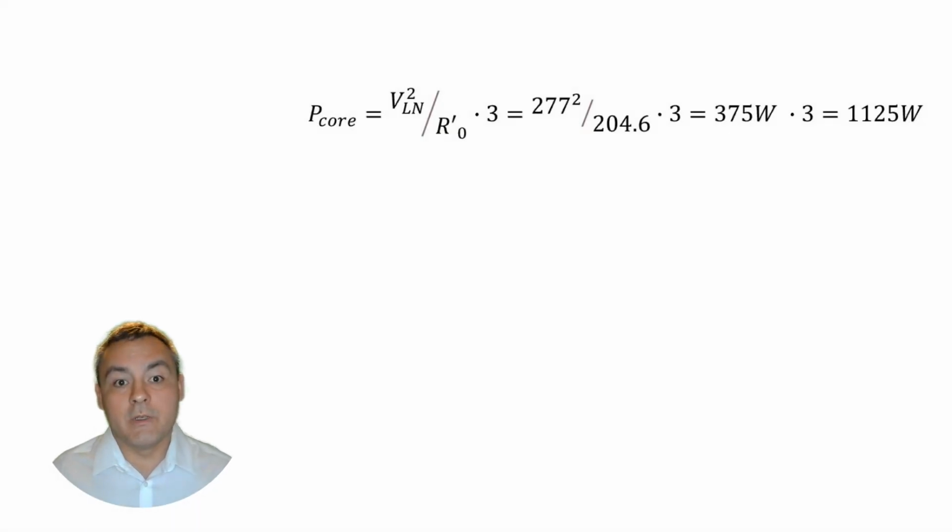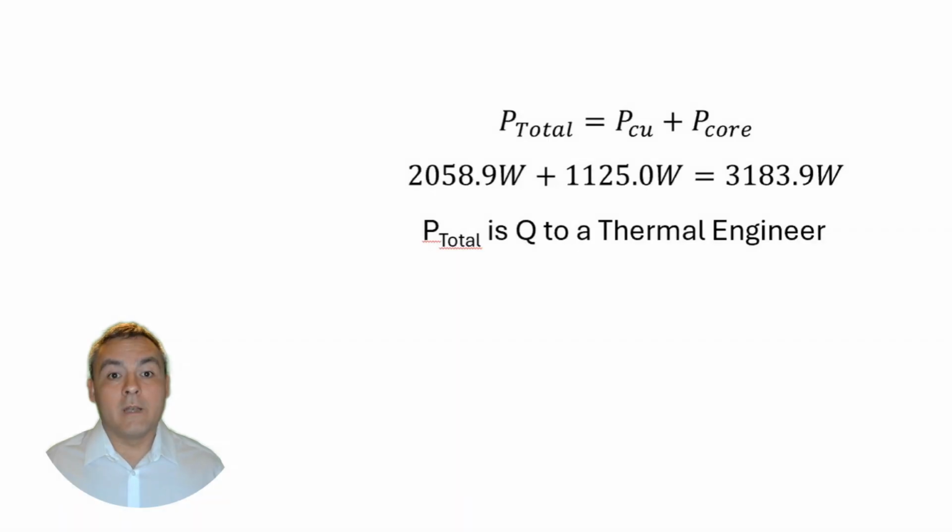The core losses are also easy to calculate. It's the line to neutral voltage squared divided by the R0 prime resistance. This value is 375 watts. It is three-phase, so we multiply again by 3 to get 1,125 watts. The total wattage loss to the copper and core is 2,058.9 watts plus 1,125 watts, which is 3,183.9 watts. We call that Q.